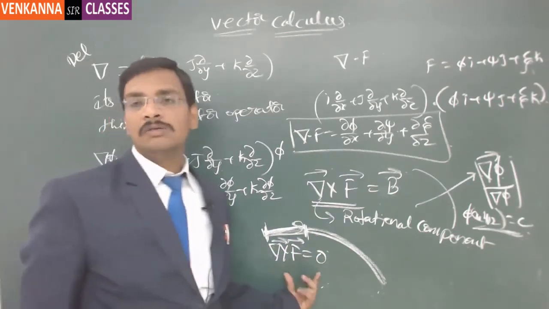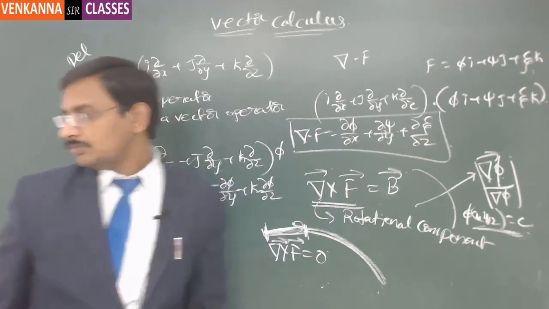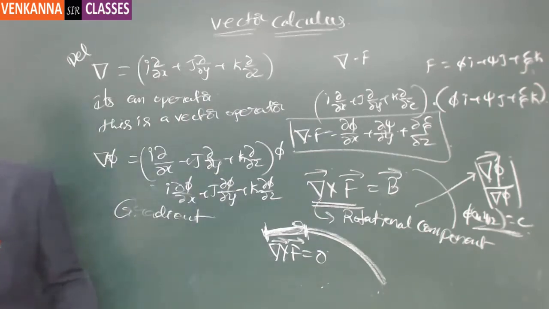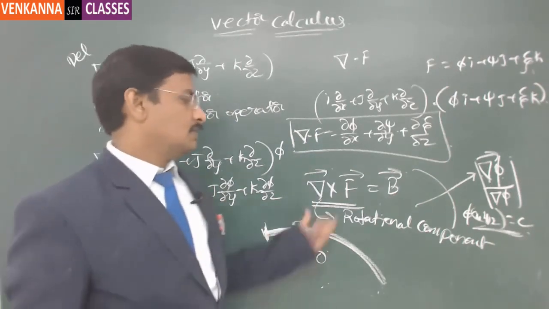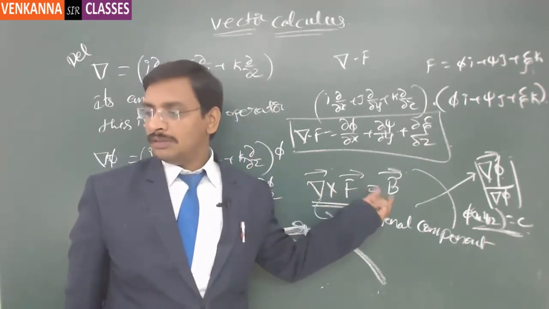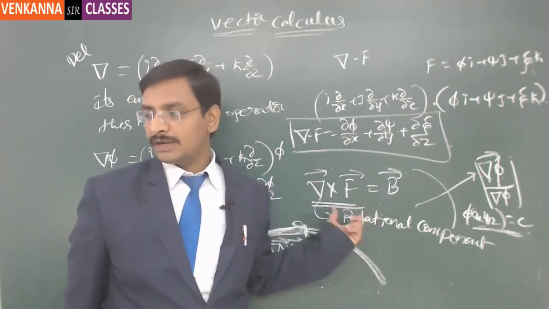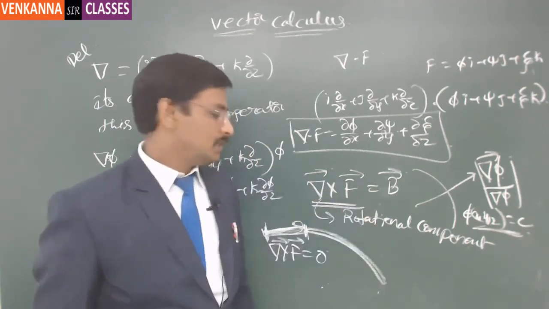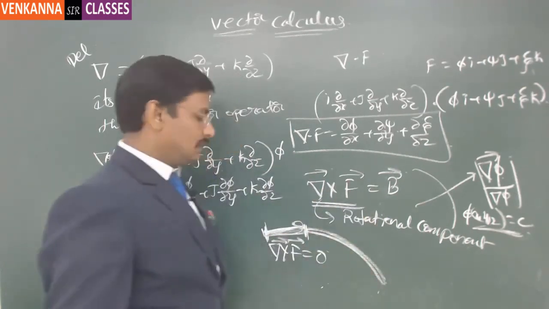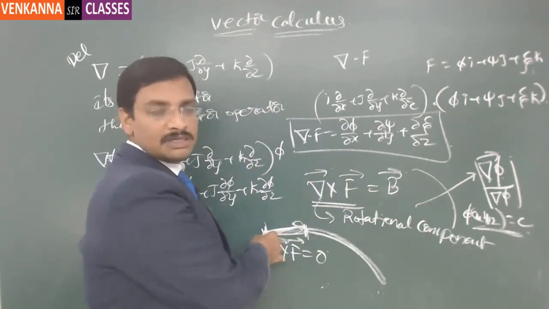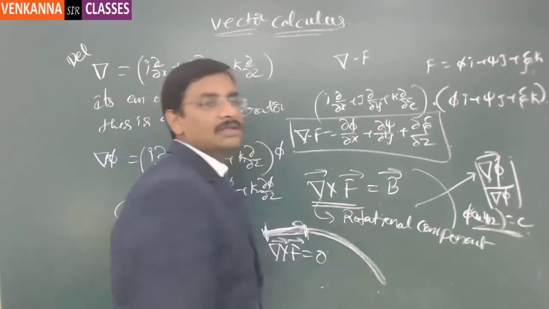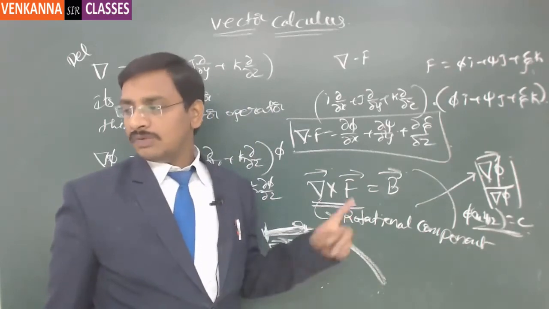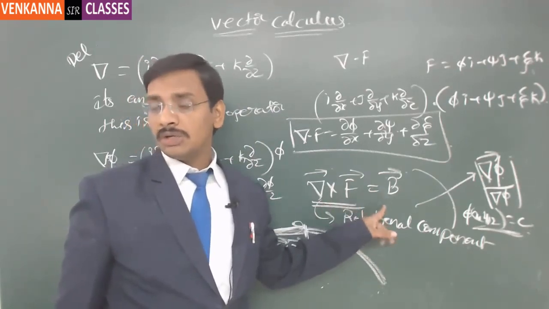This has got very, very great application. I just explained: if del cross F is non-zero, then there is a rotational component of the fluid particle. That means, suppose the water is moving like this, then the fluid particle which is present here is going to take a curved path like this. If it is taking a curved path, then we say del cross F is not equal to 0.